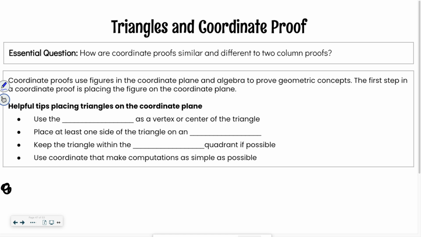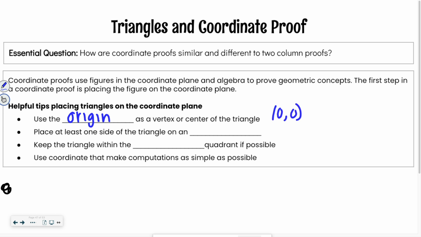So here we go. Coordinate proofs use figures in the coordinate plane and algebra to prove geometric concepts. The first step in a coordinate proof is placing the figure on the coordinate plane. So here are some things that you should always consider while placing your figure on the coordinate plane. We want to use the origin as a vertex or the center of the triangle. That just makes for easy computations with the point 0, 0. Remember, the origin is 0, 0.